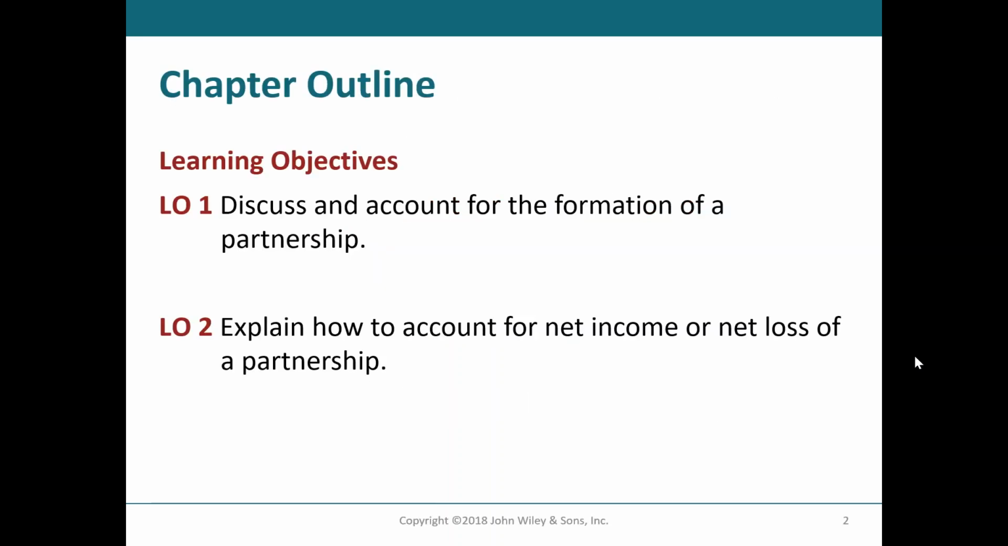So getting started, learning objectives 1 and 2. One is to discuss and account for the formation of a partnership, and 2 is to explain how to account for net income or net loss of a partnership.